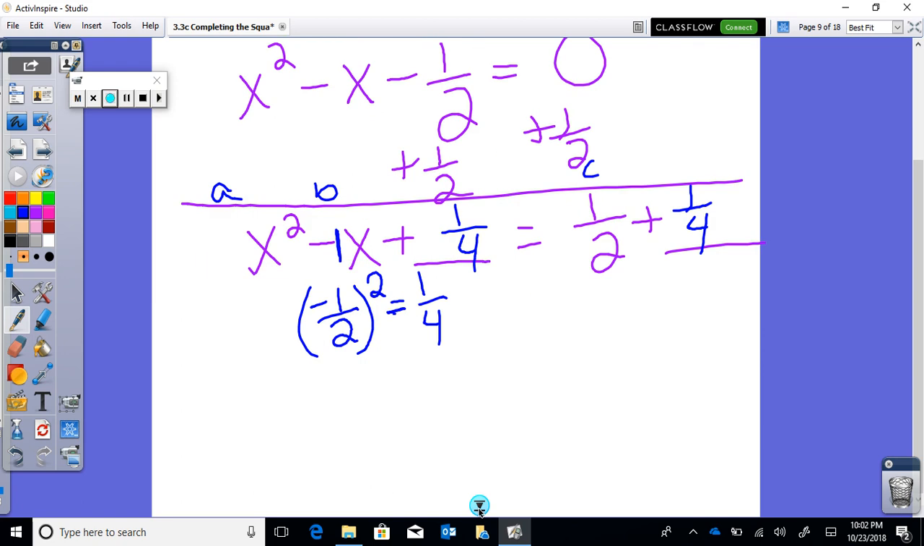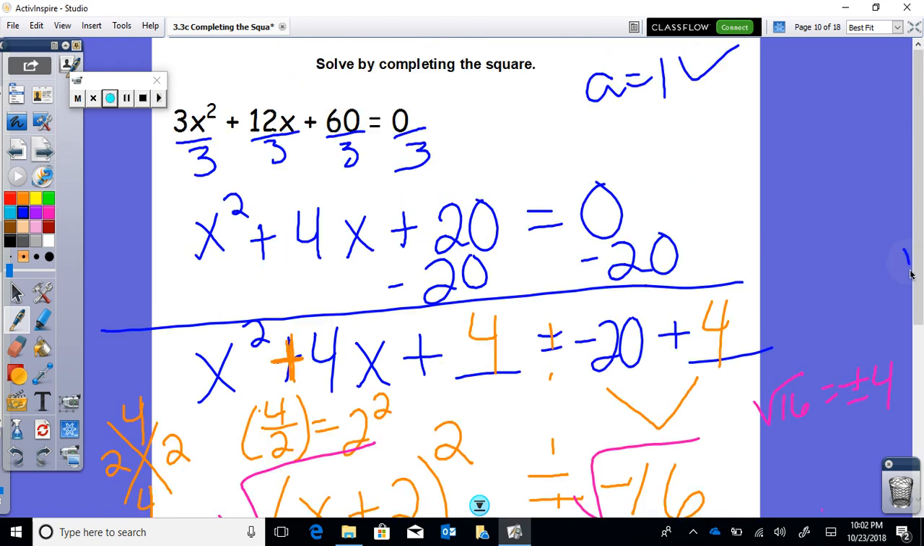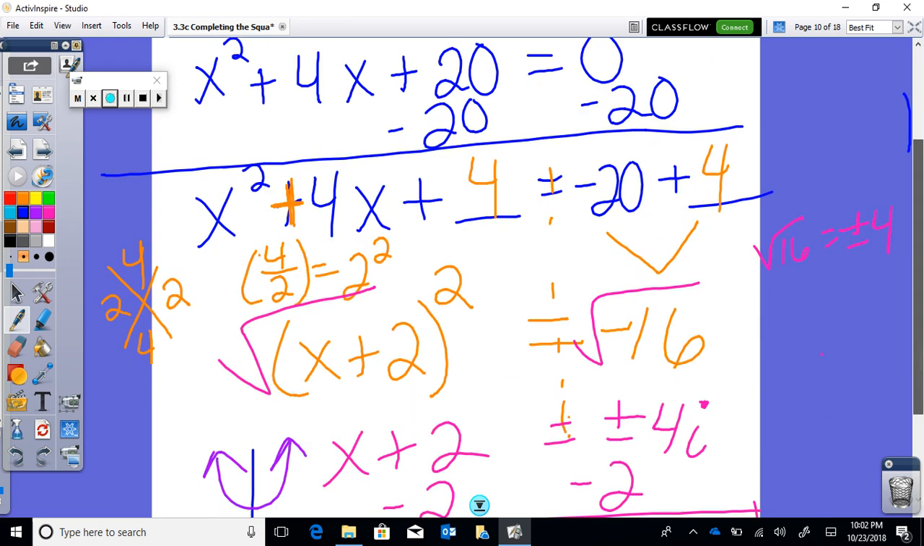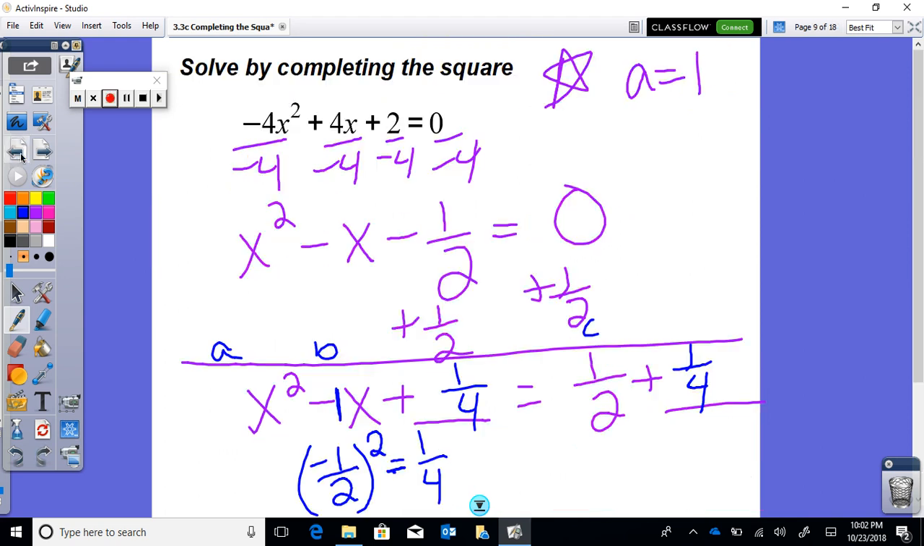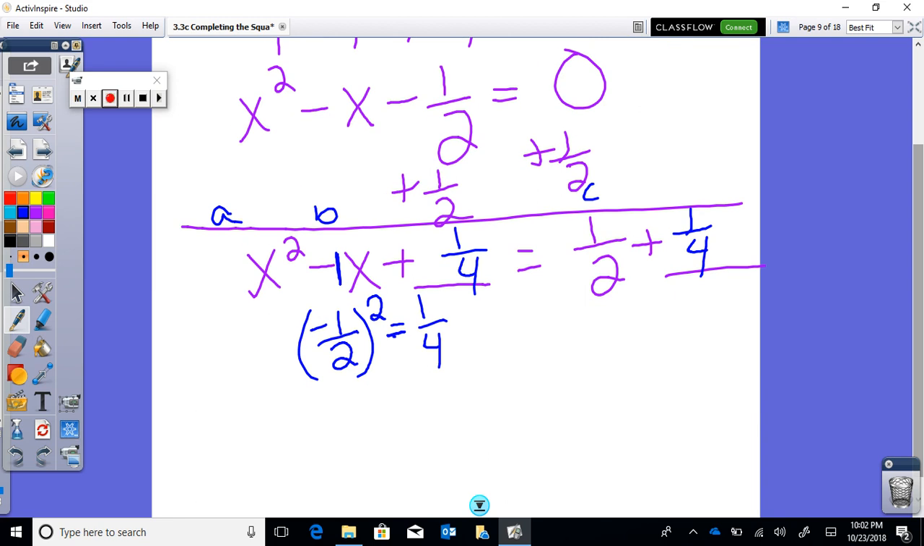Now remember, just like when we did the last one, whatever you get in your b divided by 2 part, this part is always what you end up with in your parentheses. So don't overthink it too much when you're doing this one. When you want to factor the left side here, you need factors of 1/4 that add up to negative 1. But you already have it right here.